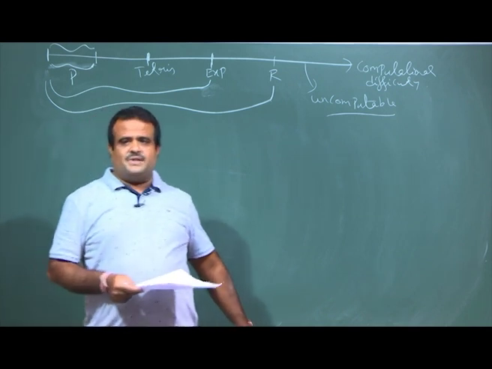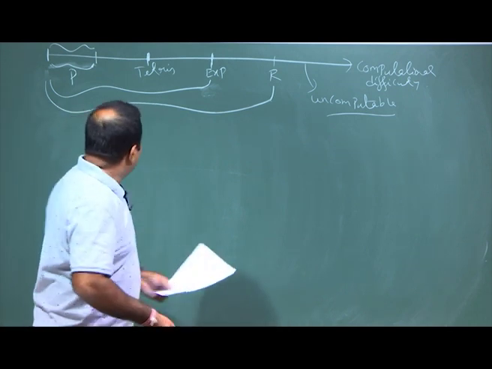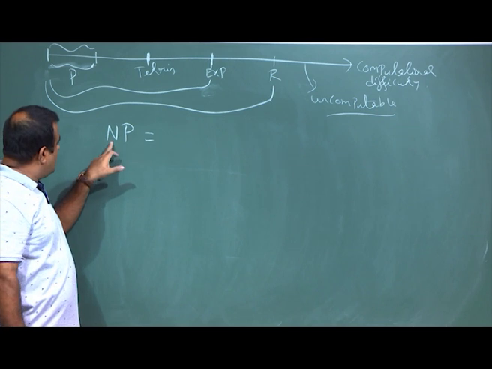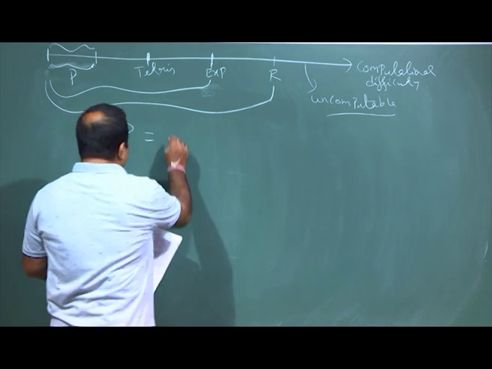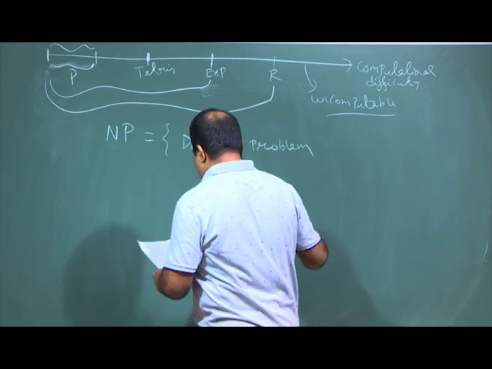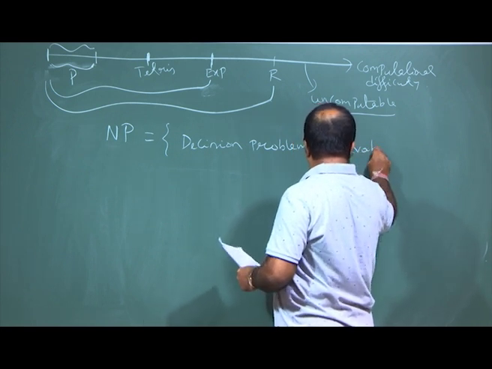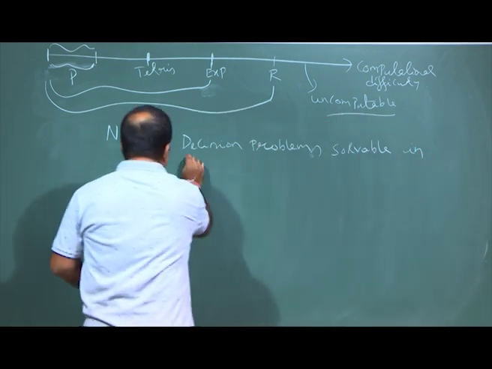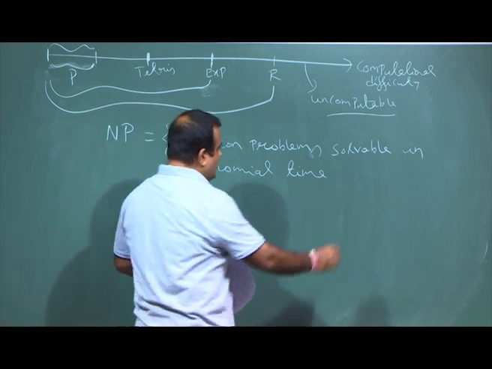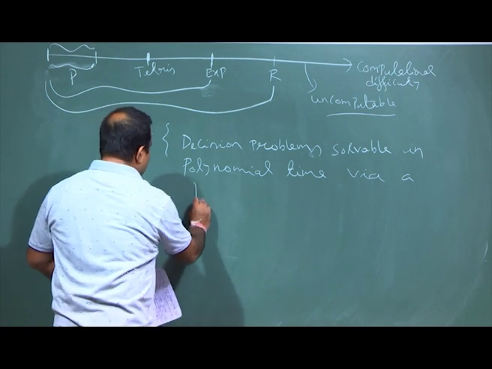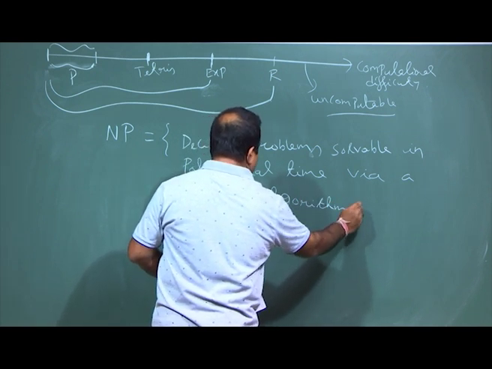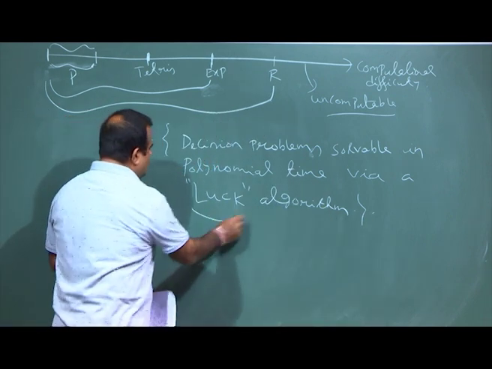So these are the complexity classes we have discussed. Now we talk about another class called NP. NP is not non-polynomial, it is non-deterministic polynomial. So what is NP? This is the set of all decision problems which are solvable in polynomial time via a lucky algorithm. Okay, so what do you mean by lucky algorithm?